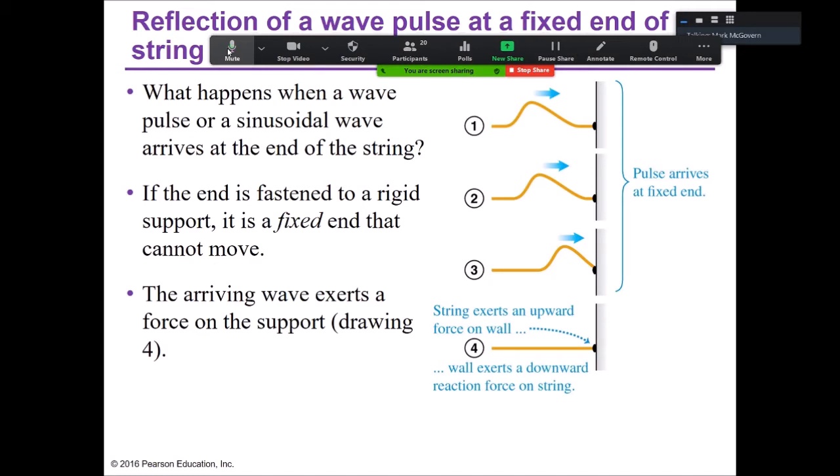Now, the right side is fixed. It's a fixed end. And what's going to happen is when it hits that right wall, there's going to be a Newton's third law interaction that takes place. An equal and opposite force is going to be exerted by the wall on the string. And what that does is it inverts the pulse.